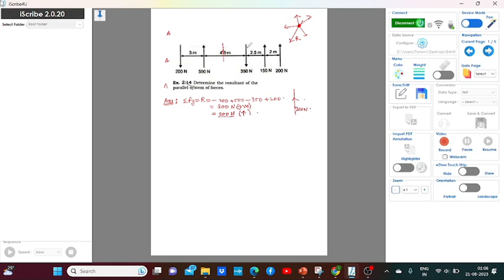It can be at this particular point, or this particular point, or this particular point. So we do not know at what distance from this point the resultant is. We are supposed to calculate at what distance the resultant lies. In order to calculate that, let me draw this system again. My points B, C, D and point E over here.